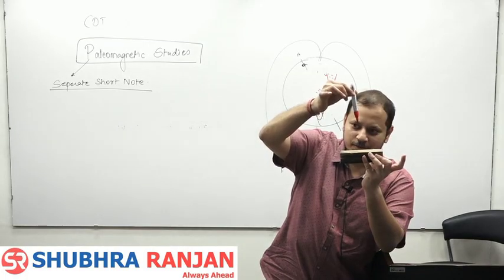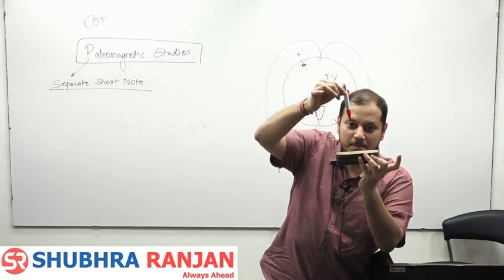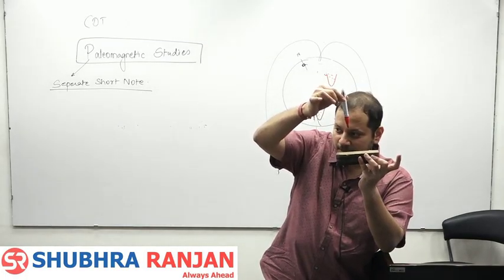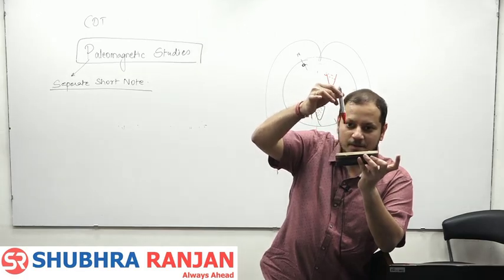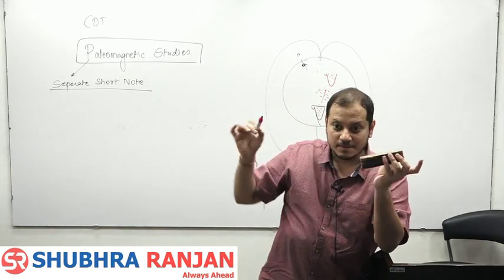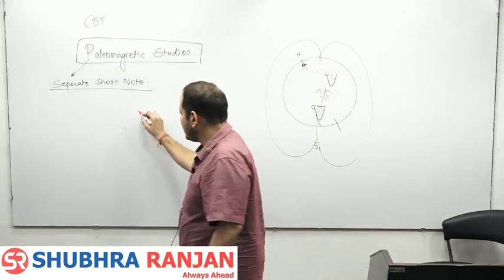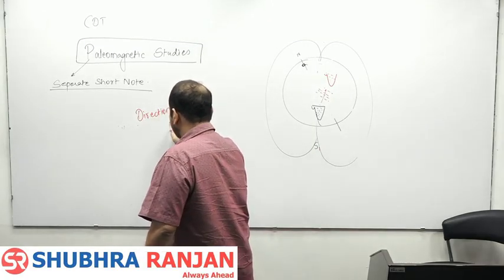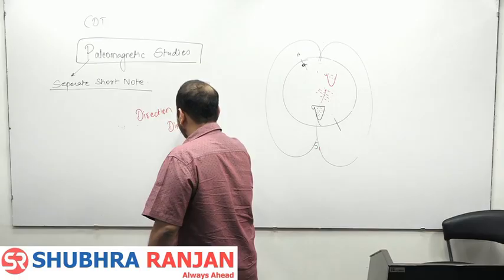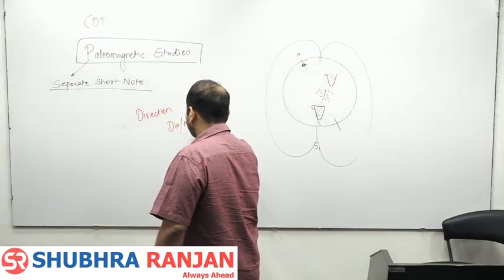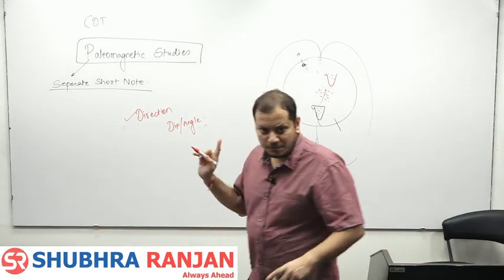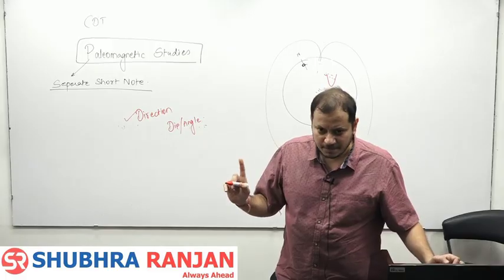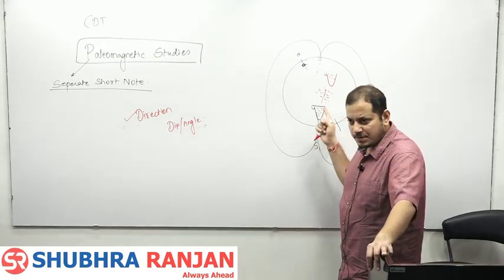Getting it? Why? Because the power of the magnet is greatest at the poles, and therefore the direction. Remember there are two things, one is direction and the other is dip or angle. Have you understood first regarding the direction, everyone? How the direction keeps on changing?